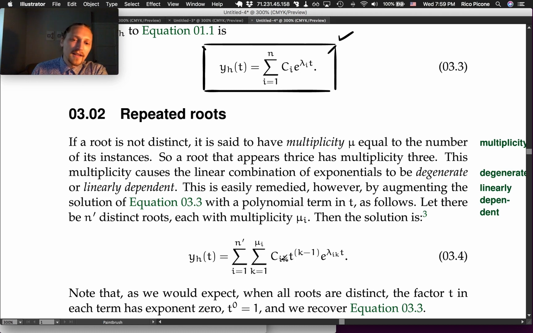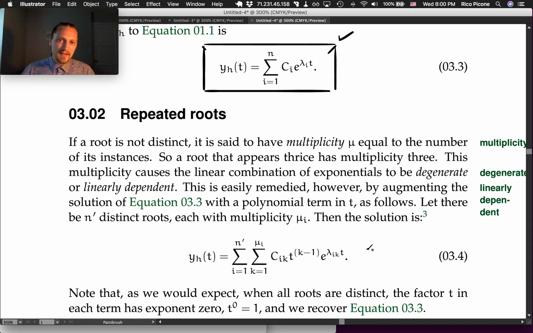We have a constant that has 2 indices now, which is a little annoying: one for the i, one for the k. We're in danger of getting into some sort of terrible notation land, but we're stopping just shy of that, so it's not too bad. So some constant has this double index on it. In this first case, it would be i equals 1, k equals 1, so c_11. t to the k minus 1 in the first case would be t to the 0. Then e to the lambda, and lambda has to have 2 indices as well, so the 1,1 index, t.